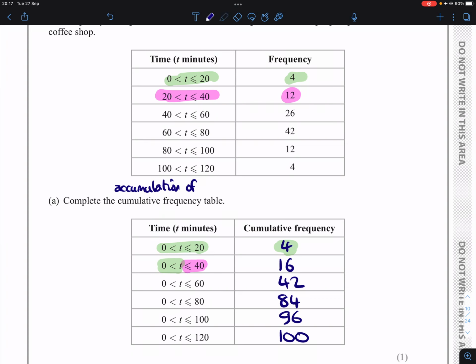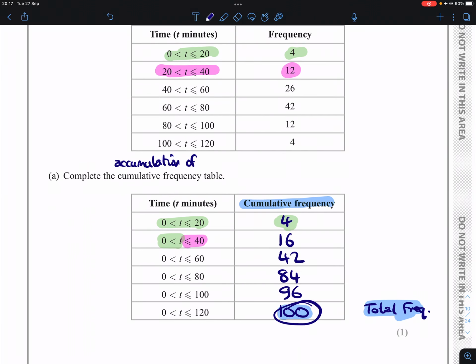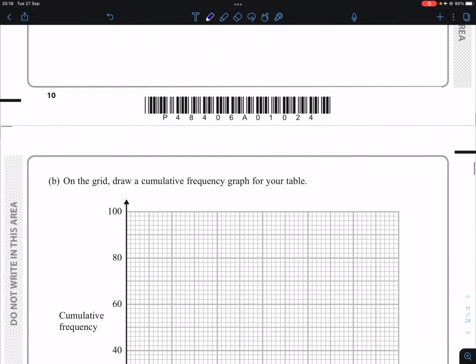It's worth noting that whenever you get to the end of a cumulative frequency table, what you have here should always match the total frequency, because by the time you get to the end, the 0 to 120 minutes accounts for everybody that was measured, and there were 100 people there. So that's a clue that you've done this right when you end up with the total at the end like that. So that's a cumulative frequency table.